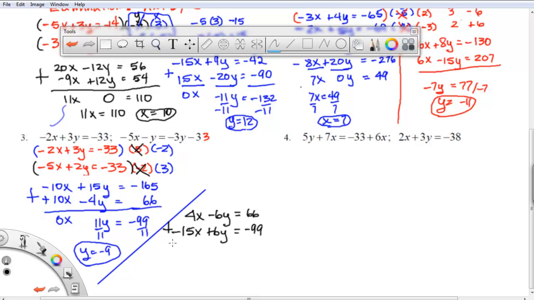Now we've got that all done. Let's add our equations together. So that gives us a negative 11x equals a negative 33. Divide each side by a negative 11. So x equals a positive 3. So the ordered pair for number 3 is 3 and a negative 9. Now if you want, you can go ahead and take this ordered pair, put it in either one of these equations, and you can check it to see that it's right.